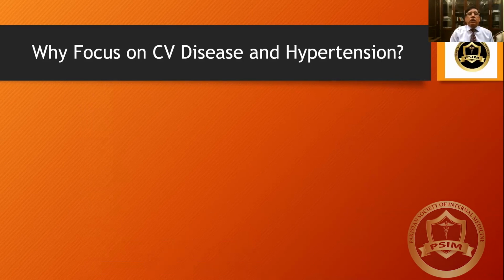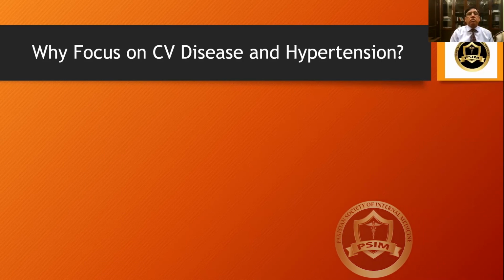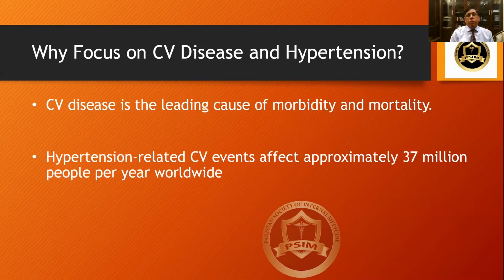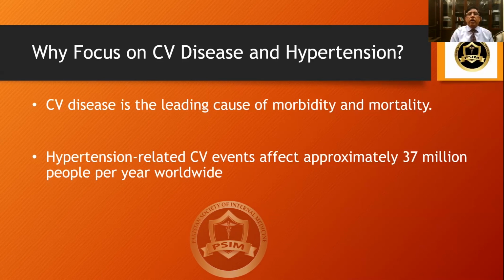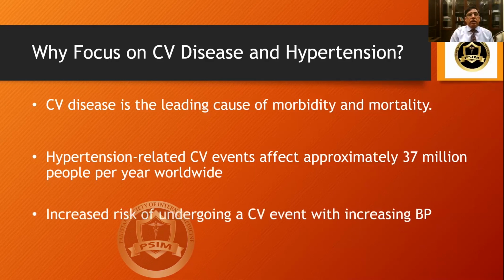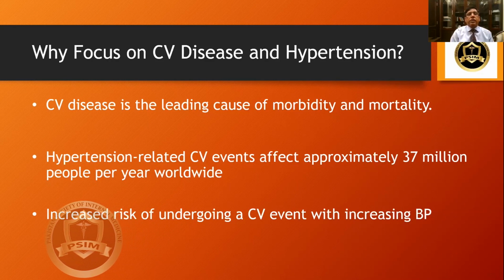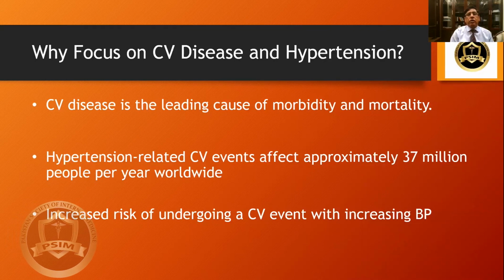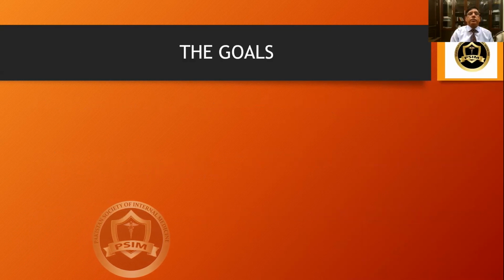Why do we focus on cardiovascular disease and hypertension? Because it's the leading cause of morbidity and mortality. Almost 37 million deaths per year are related to hypertension-related cardiovascular diseases, and there is an increased risk of a CV event with increasing blood pressure. That's why we are paying so much attention to estimating the overall cardiovascular disease risk, not the hypertension alone.